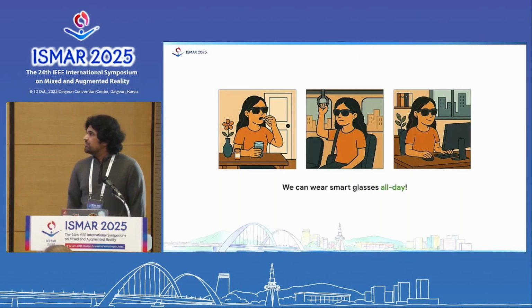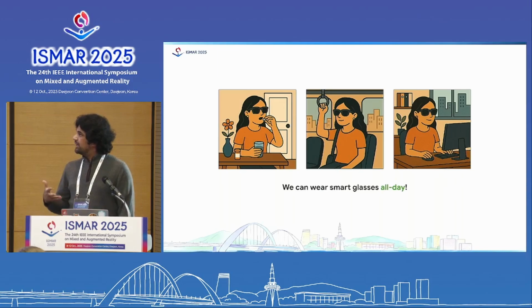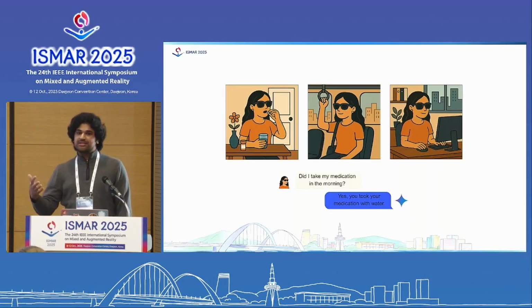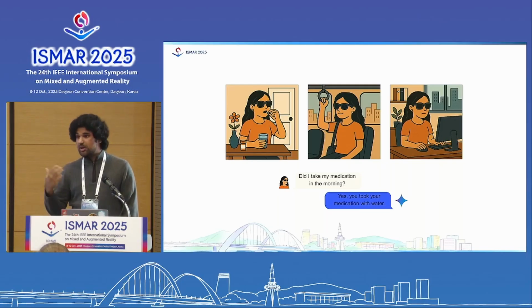And one of the hypotheses for this work is that people will actually wear these glasses all day, and they'll do a variety of things while wearing them, and they can ask their assistants in some way, like in this example, Gemini, whether or not they did something. For example, did they take their medication in the morning, and it would be able to remind them that they did, or tell them that they didn't.